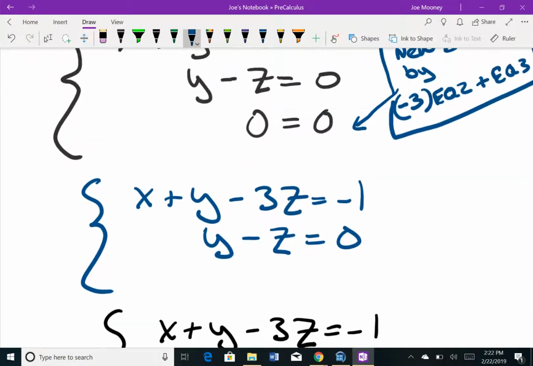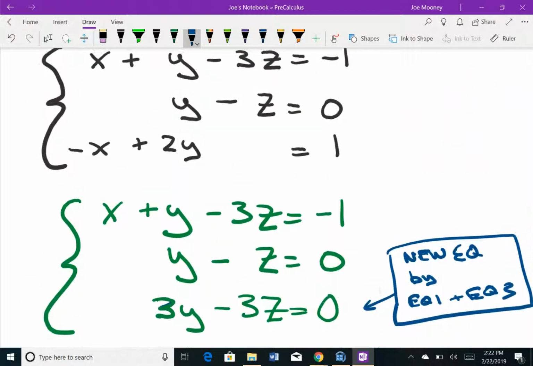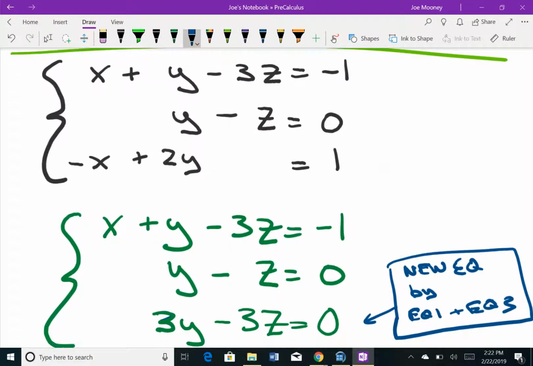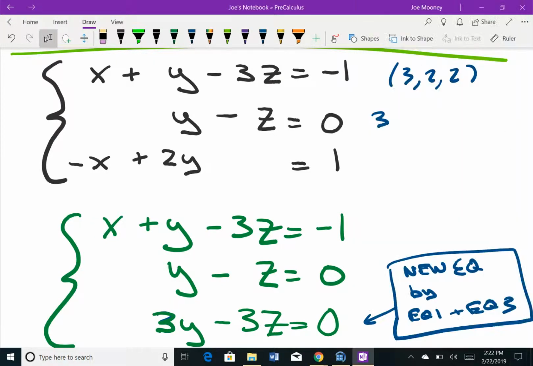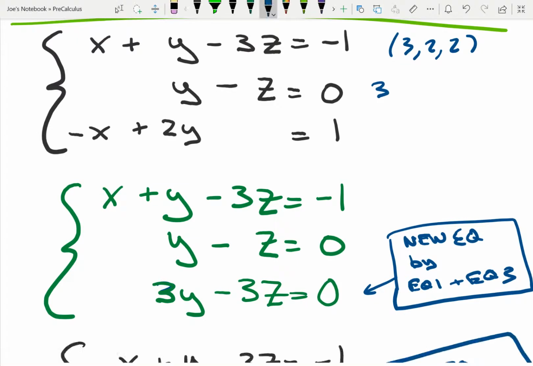So let's go back and check it in the original. Okay, here's the original. So we said 3, 2, 2, right? All right, so let's check that out. So X is 3. So I don't know what's going on. All right, so I'm doing up here. It's kind of in the wrong way.